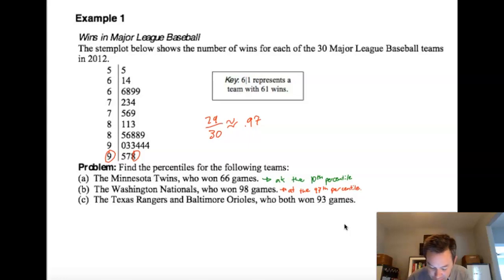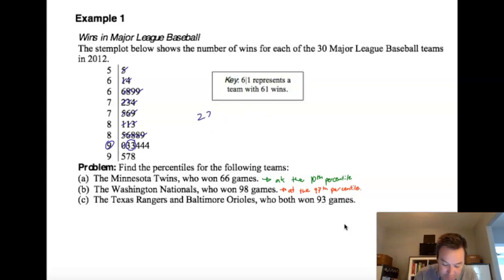And the Texas Rangers and Baltimore Orioles, who both won 93 games. So we find the 93. Those two represent the Texas Rangers and Baltimore Orioles. And so we'll count up the number of teams that are below them. So we have 1, 2, 3, 4, 5, 6, 7, 8, 9, 10, 11, 12, 13, 14, 15, 16, 17, 18, 19, 20, 21, 22. So both of them have 22 teams below them.